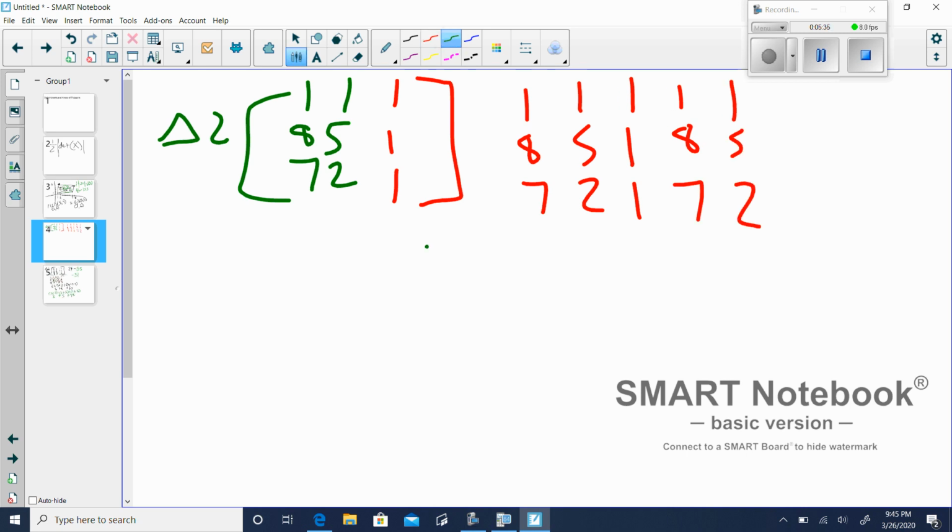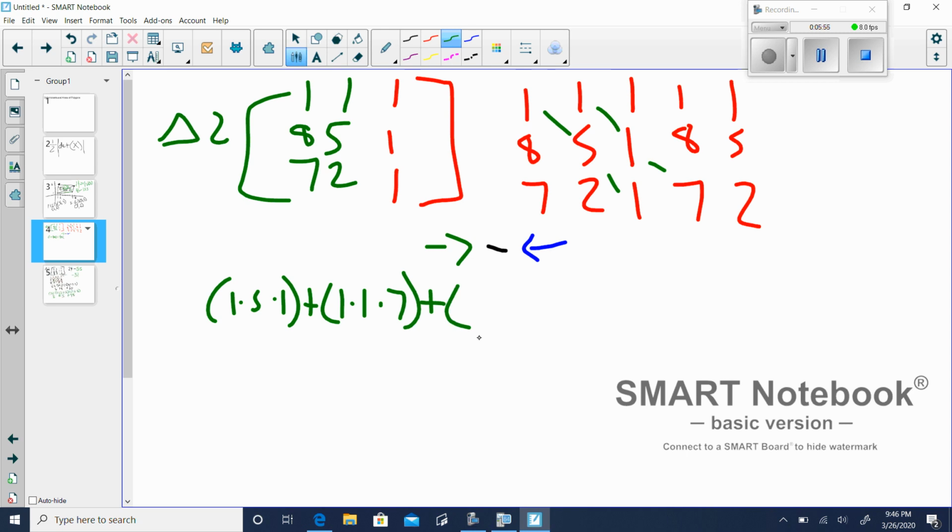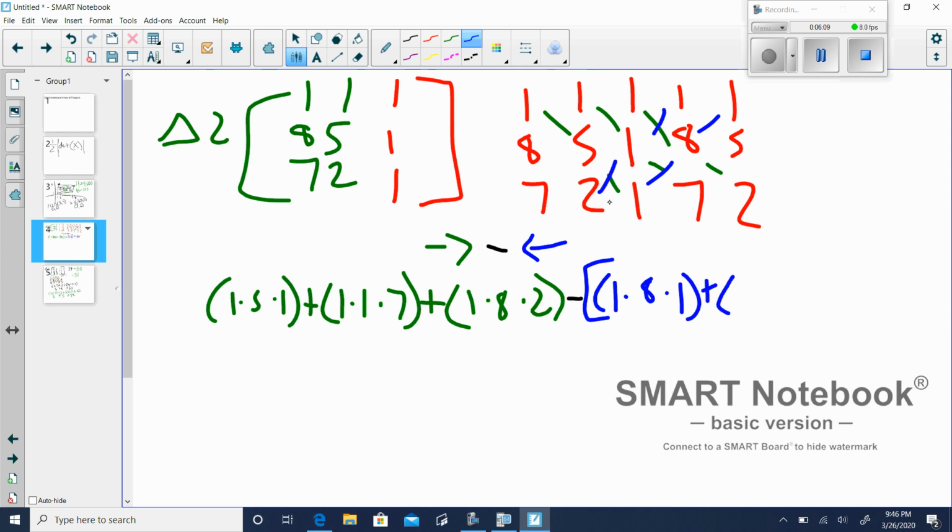Now we're going to go left to right, and from that, we're going to subtract right to left. When I'm talking about left to right and right to left, I'm talking about diagonal multiplication. So 1 times 5 times 1 plus 1 times 1 times 7 plus 1 times 8 times 2, minus, now we're going back the other way, 1 times 8 times 1, 1 times 1 times 2, and 1 times 5 times 7.